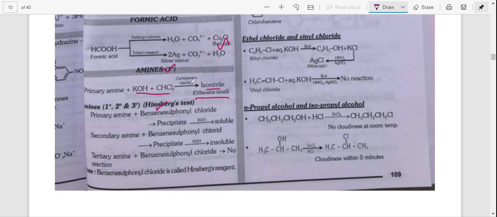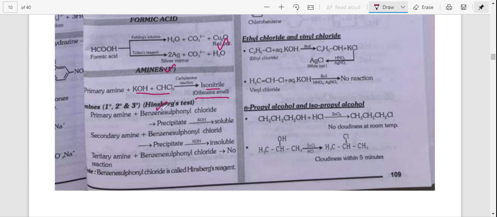So the first reaction is the carbylamine test. By the name itself, it is given only by primary amines. You can remember it like that: carbylamine, amine, and it is only for primary. The carbylamine reaction reagent is KOH plus CHCl3. It will give an isonitrile.